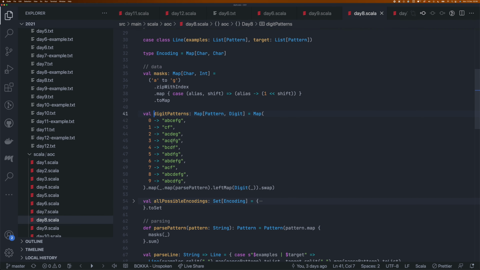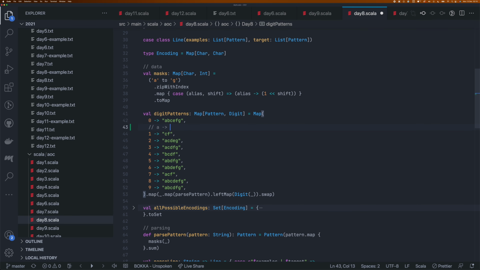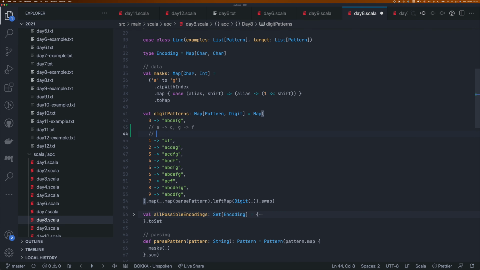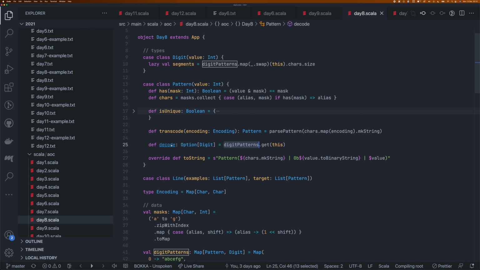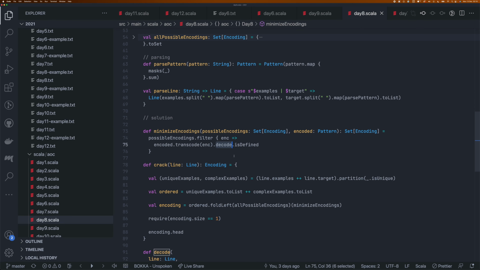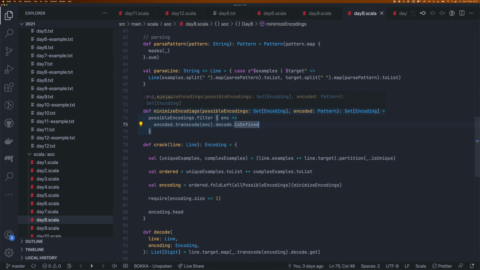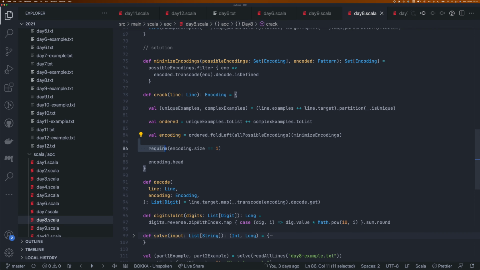So for example, if our pattern was AG and the encoding included something like A is C and G is F, then we would actually try CF. And we would do a lookup on the map of patterns and digits. This is of course not the ideal example because CF is already unique. We already know that it's a 1 because there's 2 segments, but you get the idea. So I would transcode all the patterns with the remaining encodings and move on to the next pattern within that line. And at the end of it, after all the fold left, this had to have a size of 1.